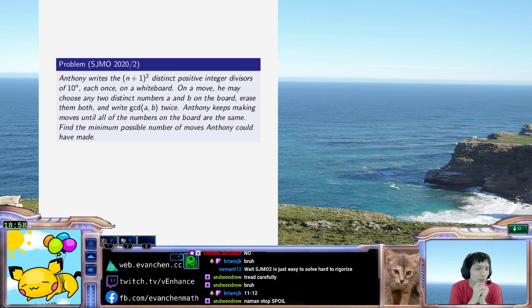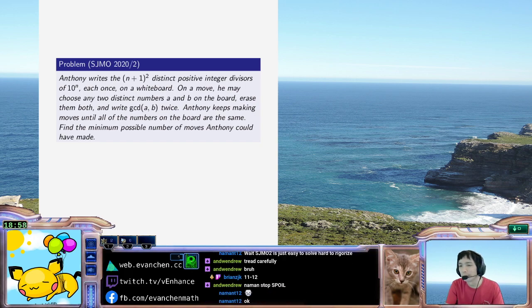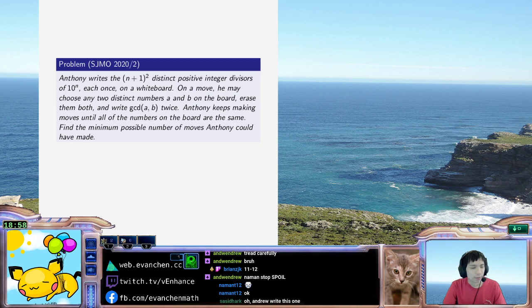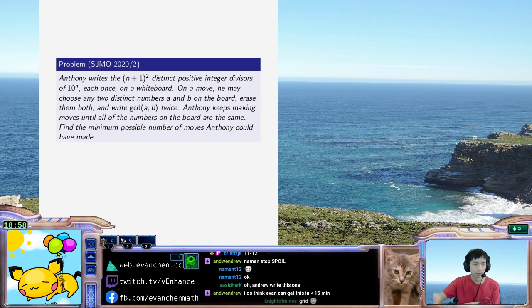10 to the n. Okay, very nice. It looked for a moment like you might be doing number theory. So, I definitely put these in a grid, right? Oh, I have to draw. Okay, blackboard.